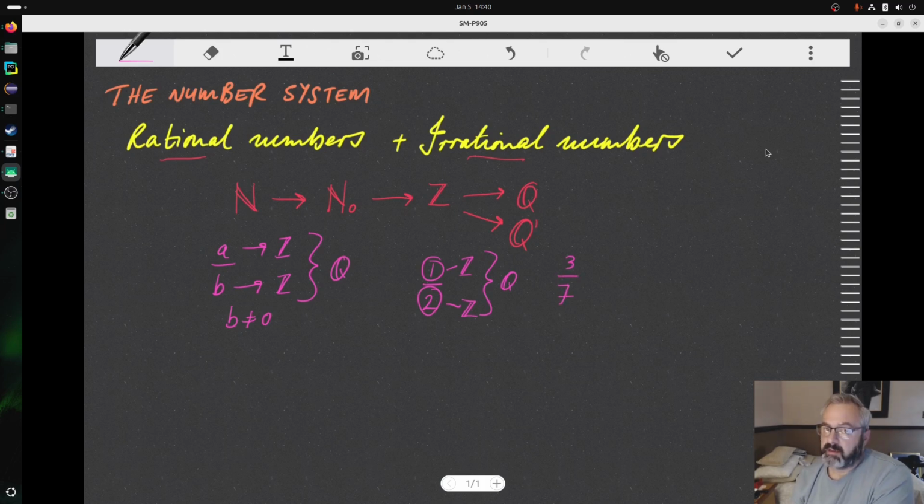Is this a rational number? Can you work it out? Okay, again, let's have a look.